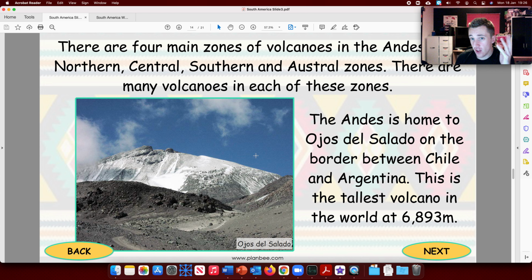Now, there are 4 main zones of volcanoes in the Andes. You've got the northern, the central, the southern, and what's called the austral zone. And there are many volcanoes in each of these, not just one, there's lots. The Andes is home to Ojos del Salado, on the border between Chile and Argentina, and it's the tallest volcano in the world, at 6,893 metres.